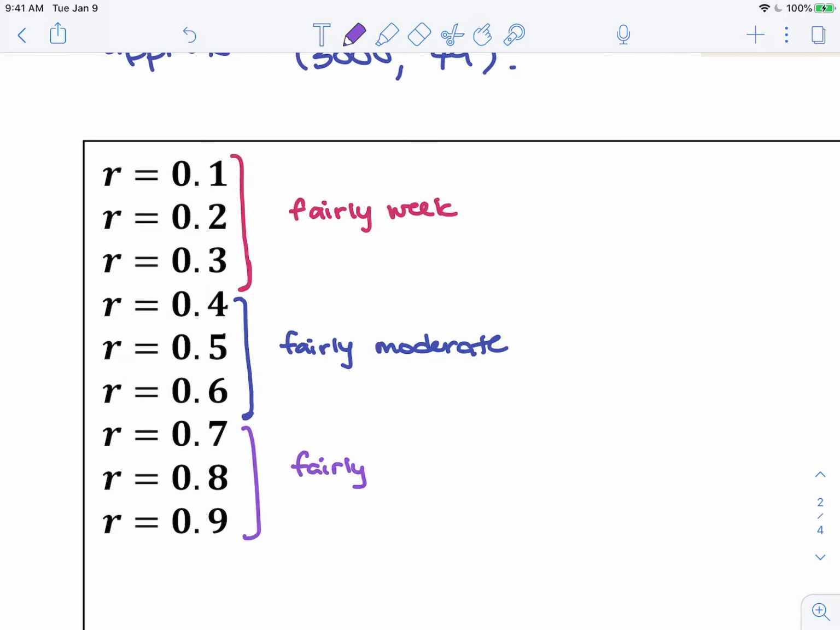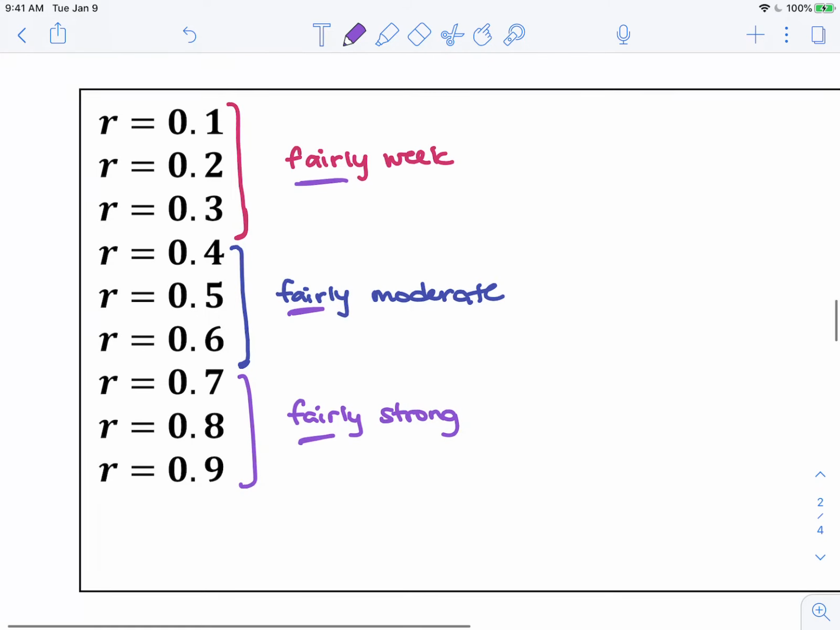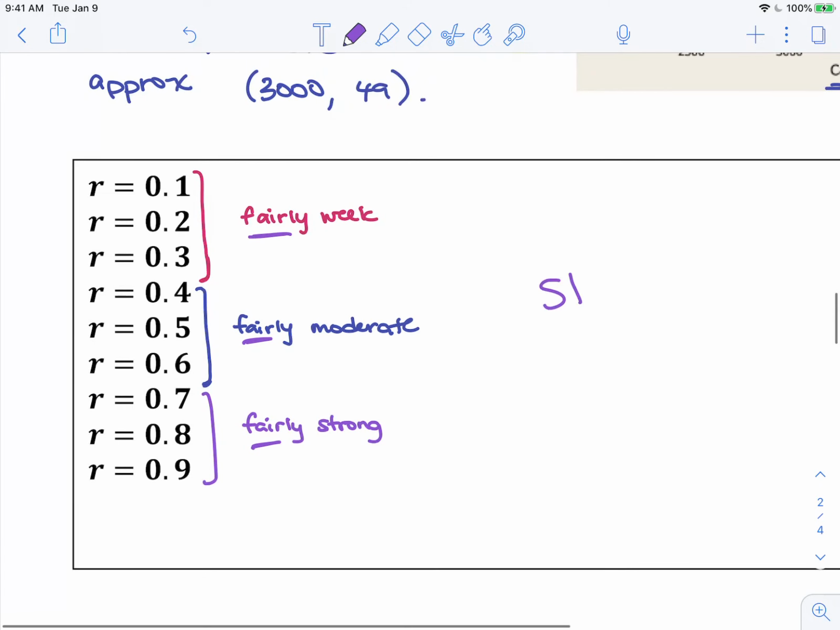And notice that I'm being really careful by using this word fairly. I'm being safe because I never want to say something is perfectly strong or perfectly weak, because is it? It's better to say fairly, in the same way that I never say anything is normal. Nothing is normal in stats. Approximately normal? Yes. Okay, so hopefully that helps with strength and correlation.